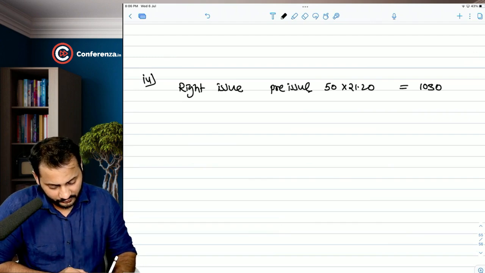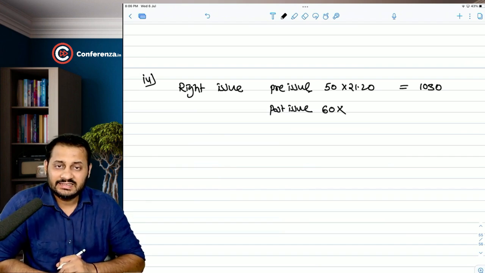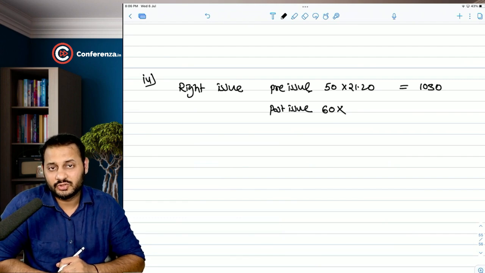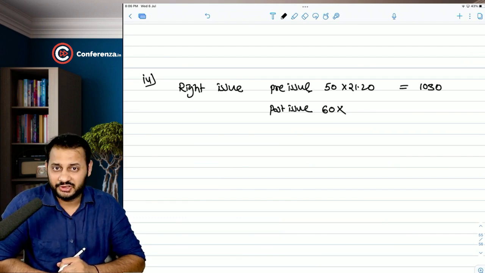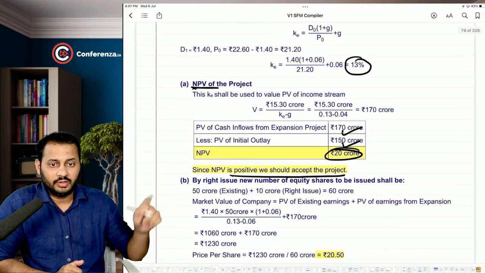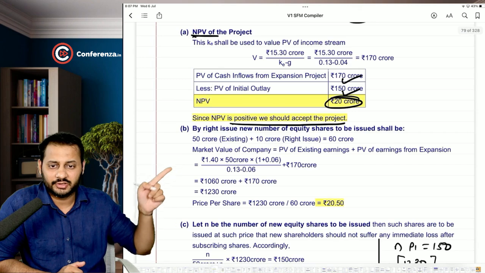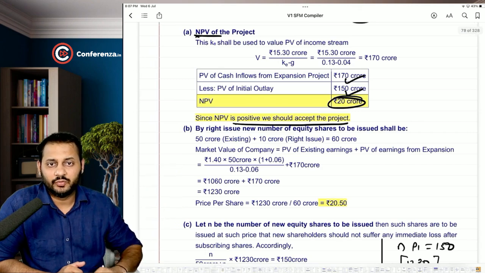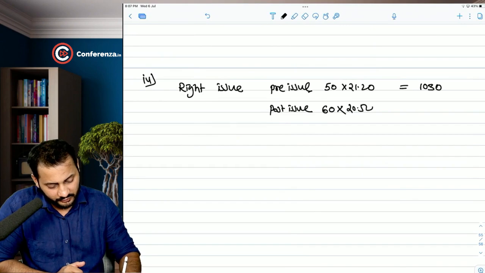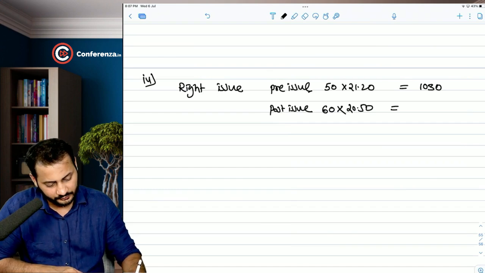After that what happened? See, post issue they had how many shares? 60 crore shares. Do you agree on this? They had 60 crore shares. 10 crore shares were also subscribed, but the market price changed from 21.20 to 20.50. Do you agree? Because of the right issue, extra 10 crore shares, the market price changed to 20.50. So now their wealth is 1230. Do you agree?